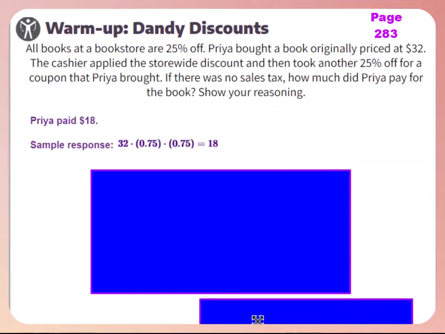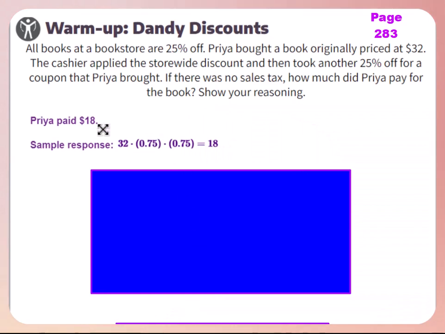Priya paid $18. Write this down, and as you're writing it down, follow the thought process. We start with $32. We're taking off 25%. 25% is 1/4. Subtract 1/4 from 1, you get 3/4 or 75%. So if we start at $32 and multiply by 3/4 or 75%, 0.75, two times, we're left with 18.